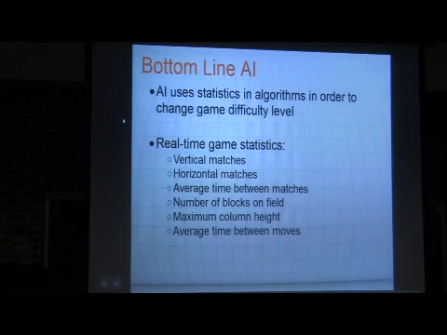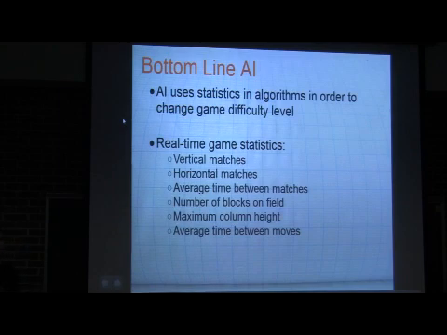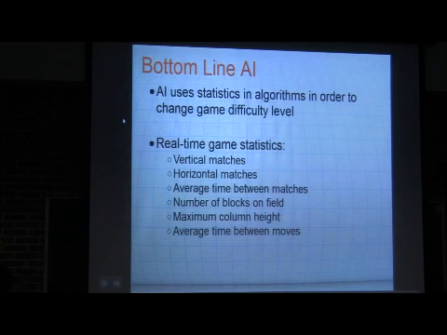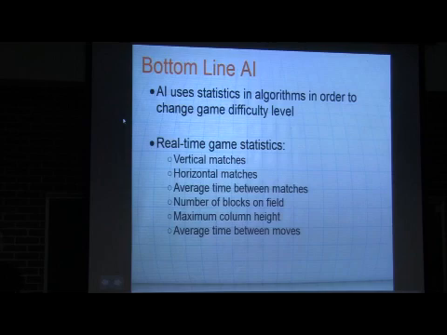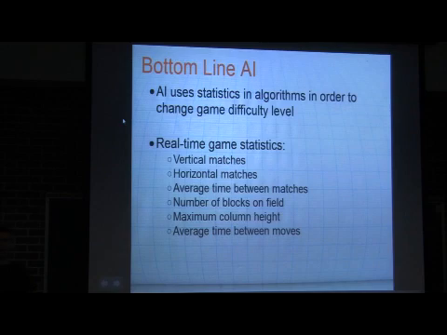Moving on to the artificial intelligence. This game uses statistics and algorithms in order to change the game difficulty level. We have a number of inputs that are being updated constantly throughout the game at runtime. The statistics involve vertical matches, horizontal matches, the average time between matches that a user performs, number of blocks on field, and the maximum column height, which can be more or less important throughout the game. For example, if at one portion of your game your column height is very close to the top, obviously that will be more relevant than at the beginning of the game when it's maybe just a few blocks.